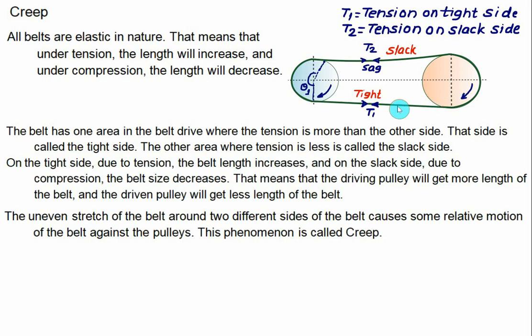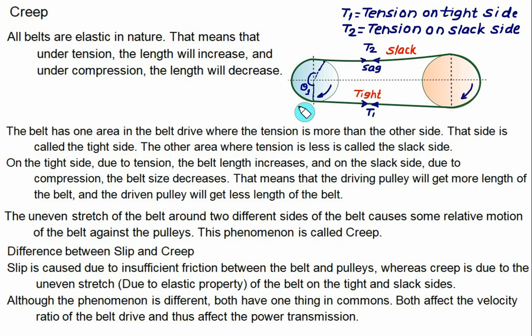This uneven stretch of the belt on the two different sides causes some relative motion of the belt against the pulley, and this phenomenon is called creep. But there is a slight difference between creep and slip. In the case of slip, there is an air gap between the belt and the pulley, and that is the reason there is insufficient friction between them. Creep is due to the uneven stretch caused by the elastic property of the belt, and slip is due to the presence of air between the belt and the pulley.